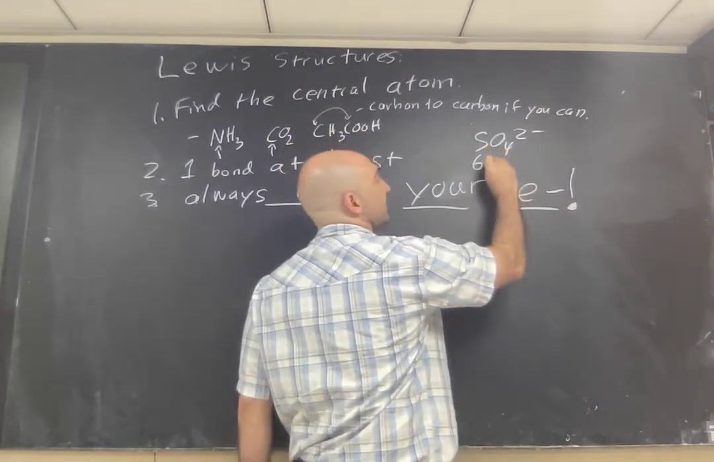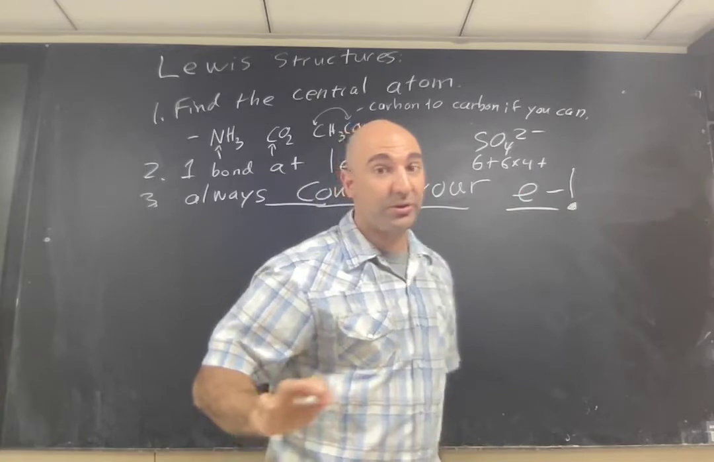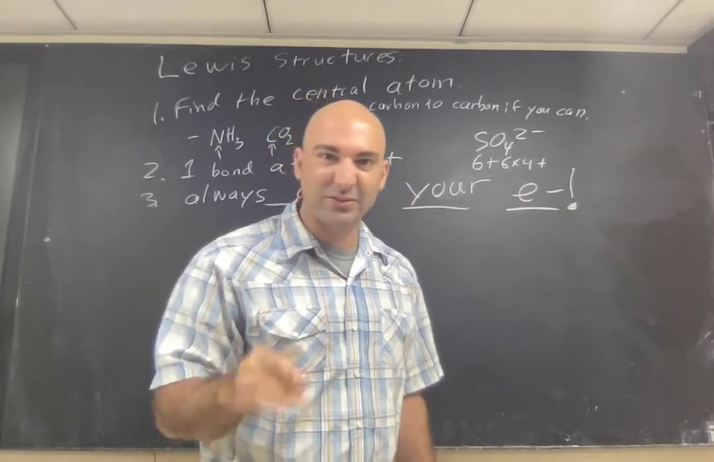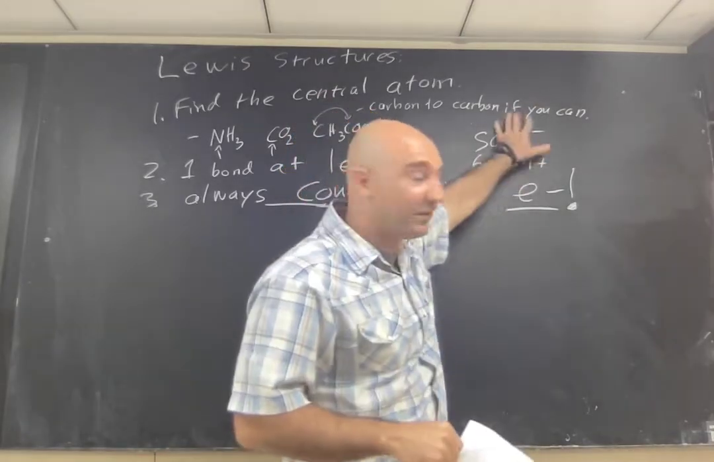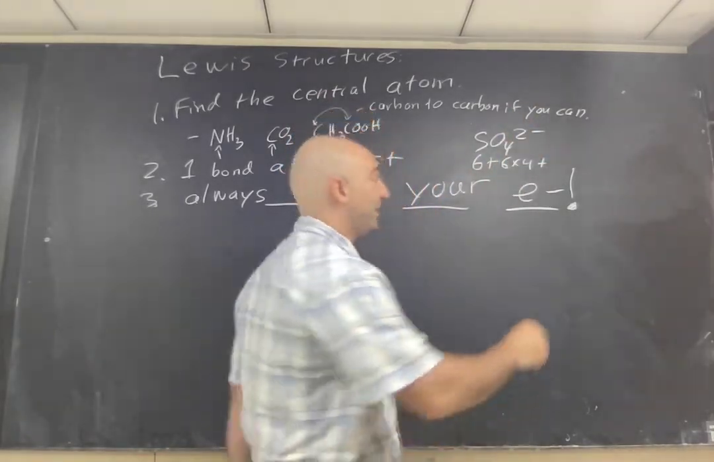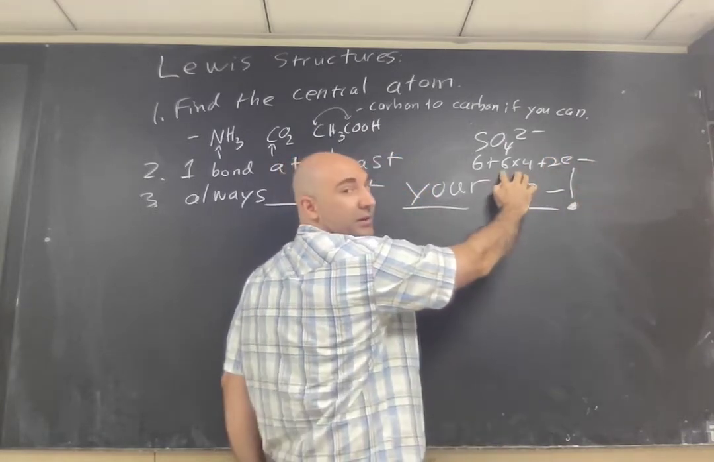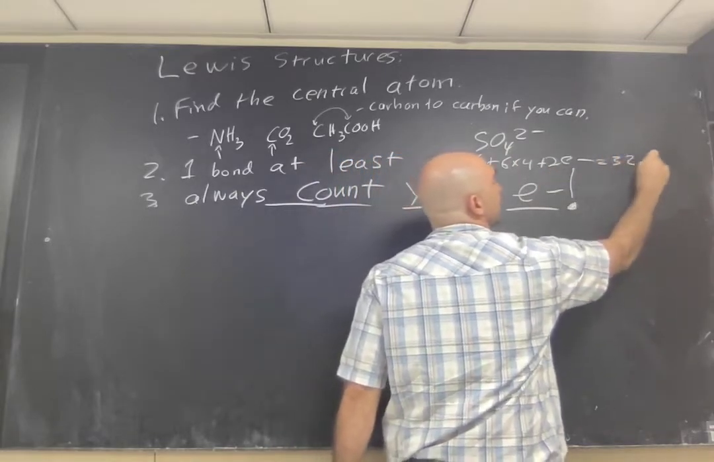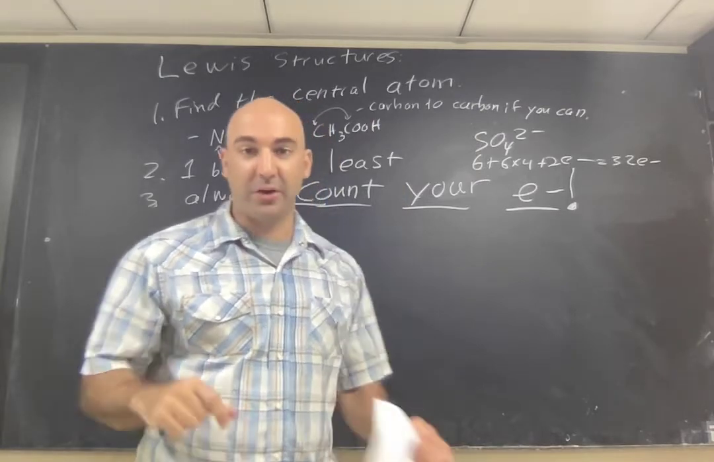So we're going to do 6 plus 6 times 4. And then here's where you have to be careful with electrons, because you count them backwards. Remember, electrons are negative, so if it's a 2 minus charge, that means you have 2 more electrons. If it's 2 positive, you take 2 away. So in this case, plus 2 electrons. So I have 24 plus 6 is 30, plus 2 equals 32 electrons. So count your electrons.